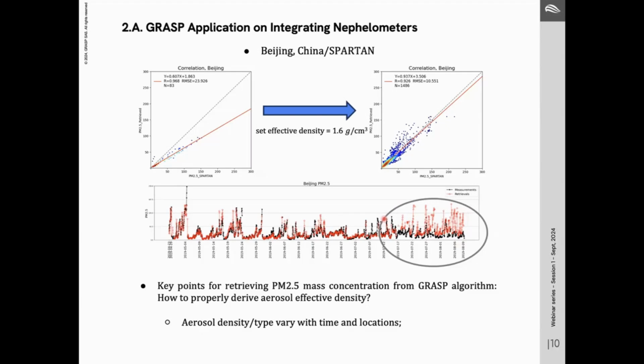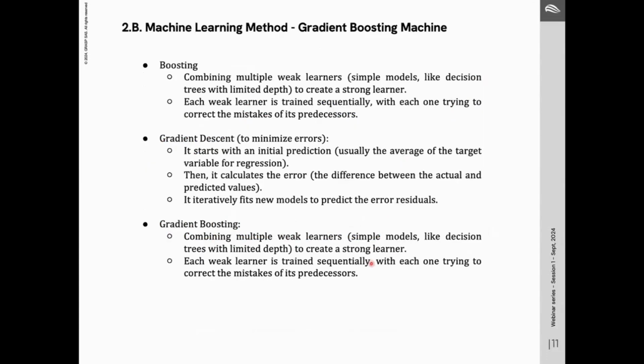So I think the key point here to retrieve PM mass concentration from GRASP retrieval is how can we properly get the aerosol density while the aerosol type is changing with time and location. And that is why we came up with the idea not to rely on a very simple linear regression, but instead to use a machine learning method to get the aerosol effective density.